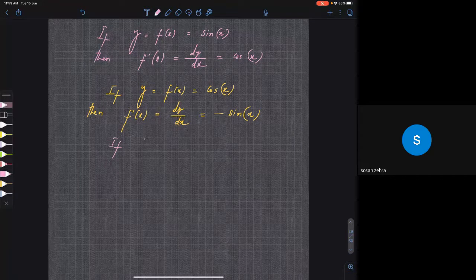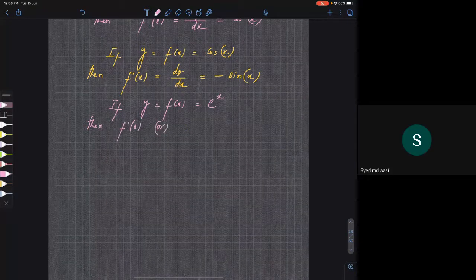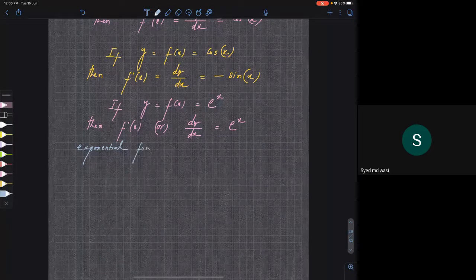So if y equals f of x equals e power x, then f dash of x or dy by dx equals e power x only. So e power x is also called an exponential function. This is an exponential function. The function is such that the value of the function equals its slope.